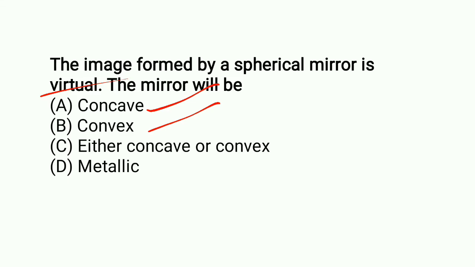Option C, here we have either concave or convex. Option D, metallic. As we know, both the concave and the convex mirrors can produce virtual images. So here option C is the correct answer.